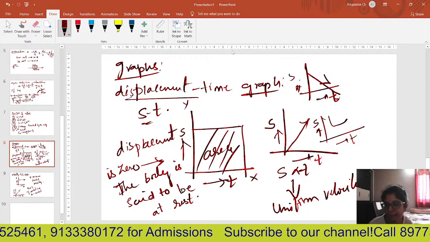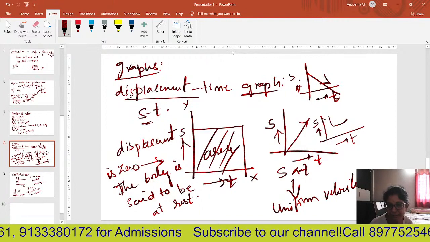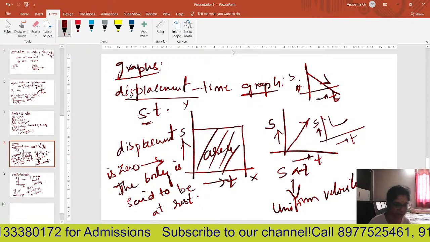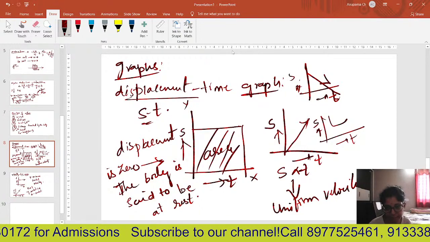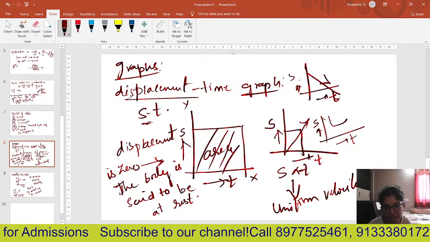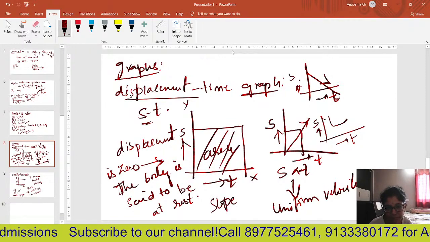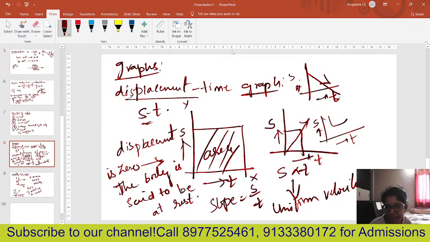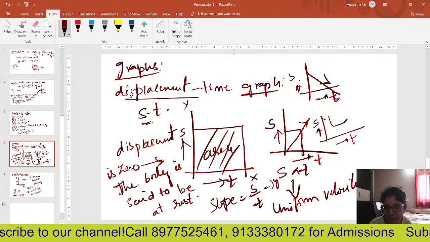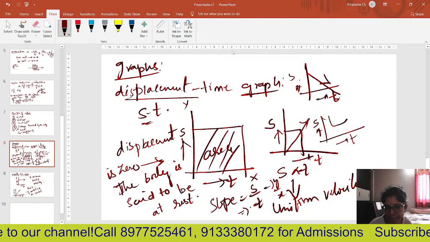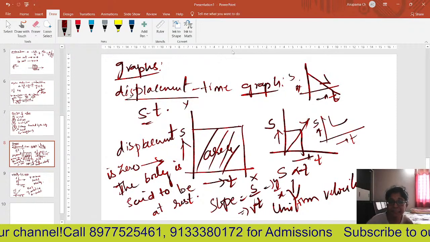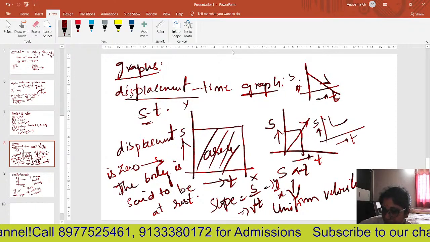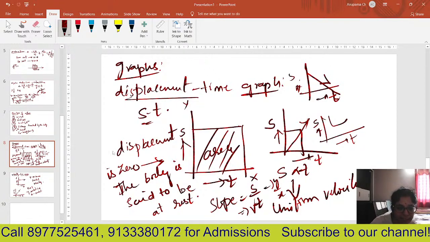Area is length into breadth, isn't it, right? I mean, area you leave it. Slope, for example. What is the formula for slope? Slope is equals to displacement by time, isn't it? Because y by x, no? Slope. Displacement by time, which is nothing but velocity. Meaning, slope of displacement time graph will give you velocity.